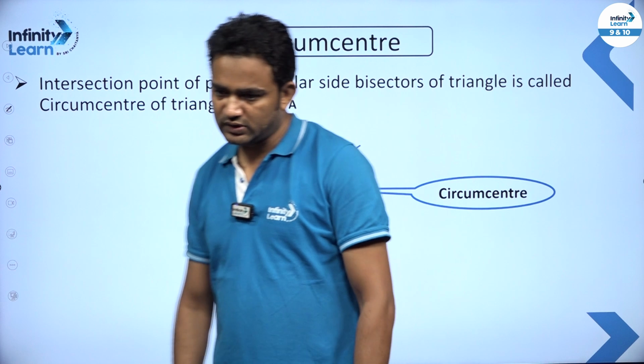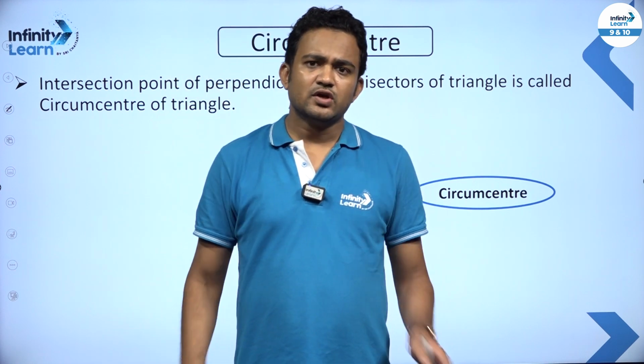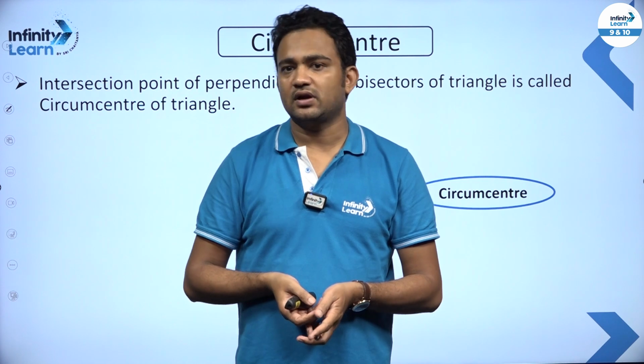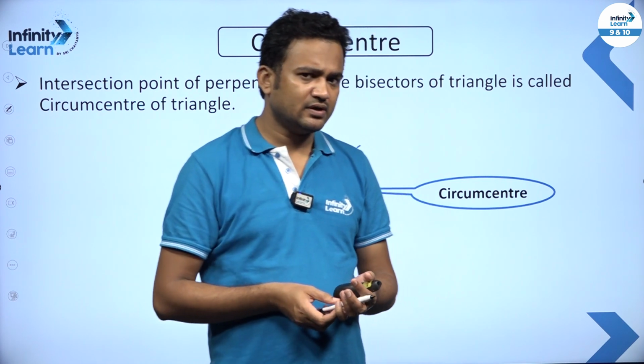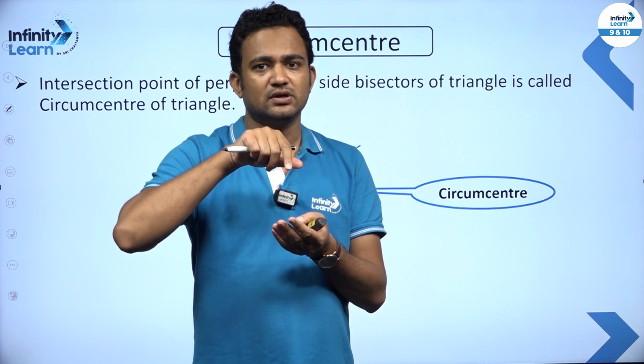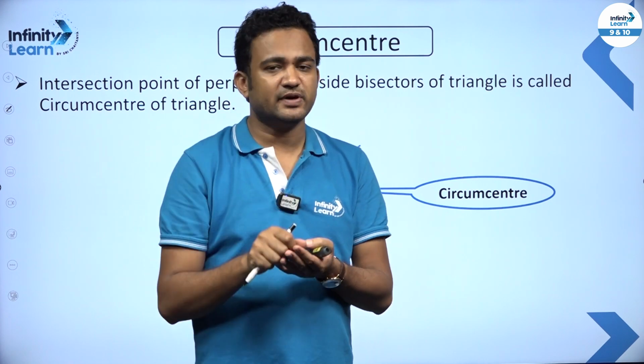circumcenter. So, the last point is circumcenter. Circumcenter is the intersection point of side bisectors, right? What is the use of circumcenter? We have already seen the use of incenter. It is used to draw the incircle, a circle which touches all three sides of the triangle.